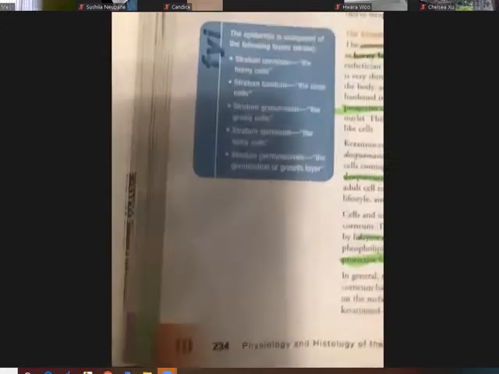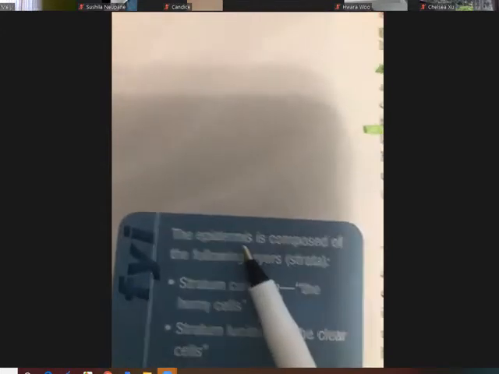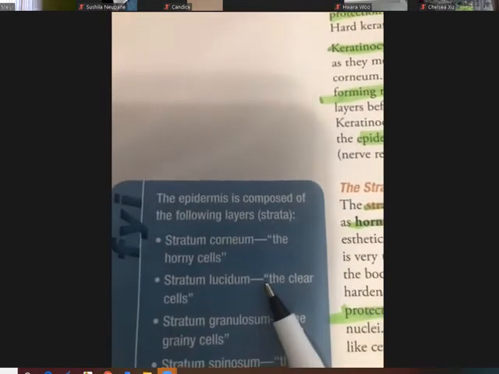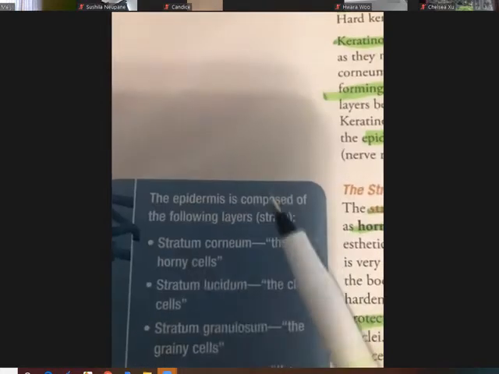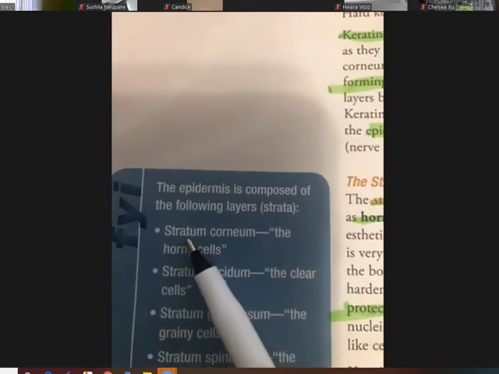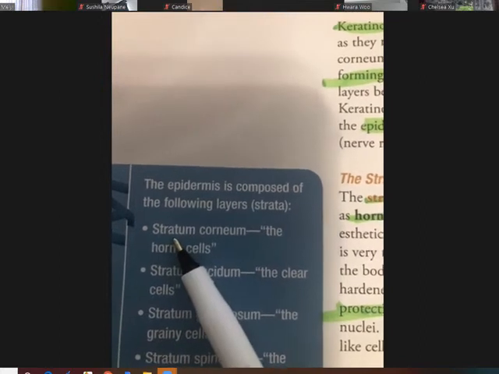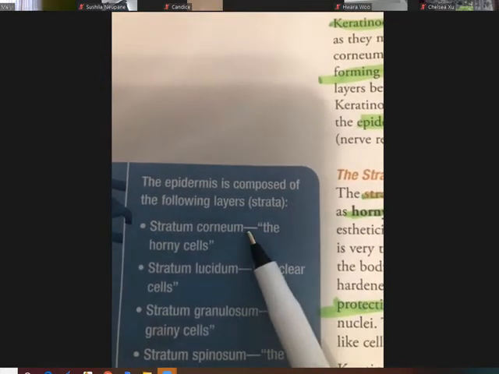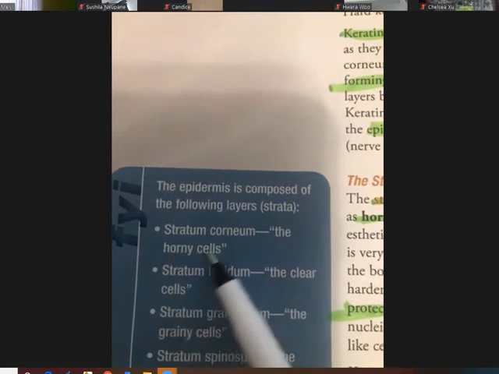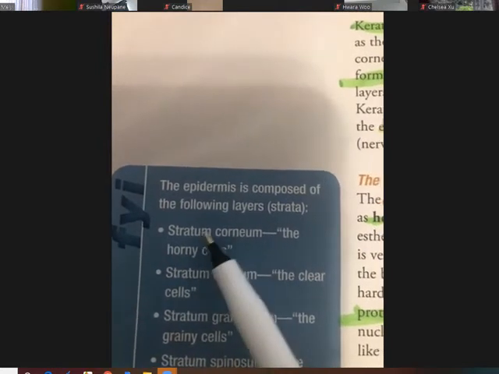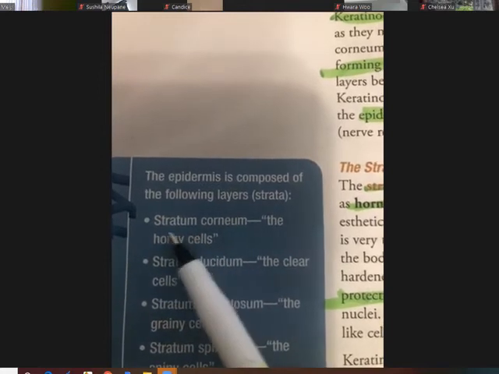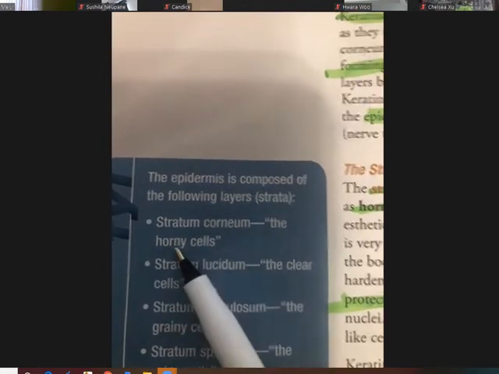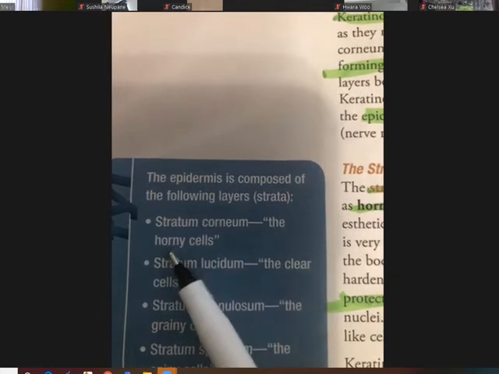Now, I need you to understand this one here. The epidermis has 5 layers. The layers are called strata. The very first layer is stratum. Stratum means 1 layer. The first layer is stratum corneum, or it is called the horny layer or horny cells. 第一层，表皮层的第一层有5层，第一层叫做 stratum corneum，或者叫做 horny cells or horny layer.